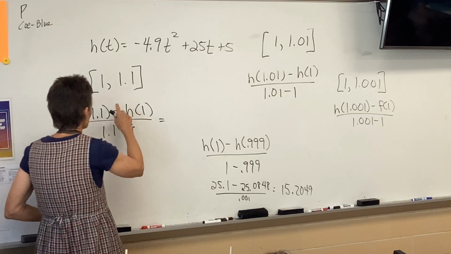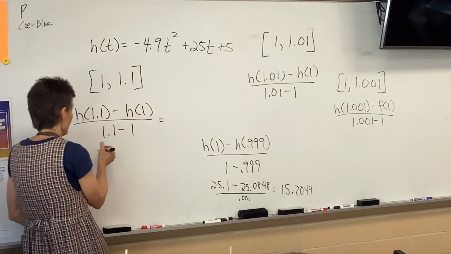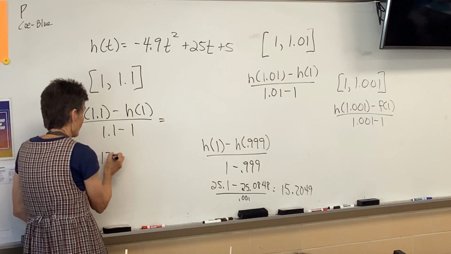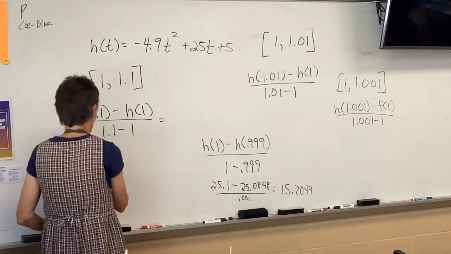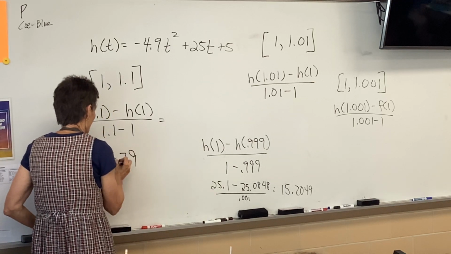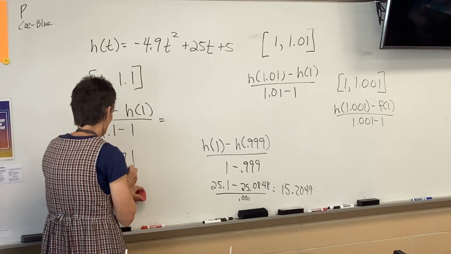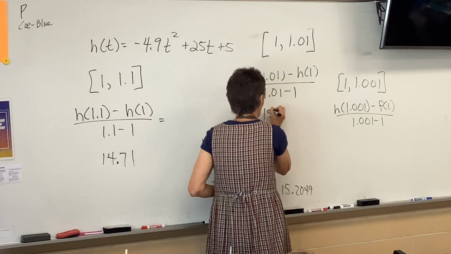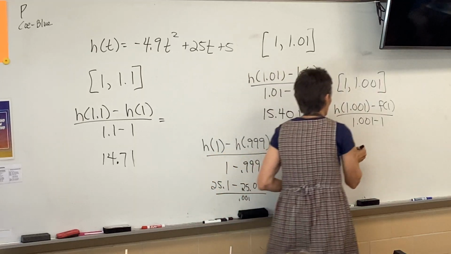All right, who got an answer to the first one? The A, the first big interval here. What did you get? 13.14.79. Alright. How about the second one here, the smaller one? 15.401. Alright, how about this one?